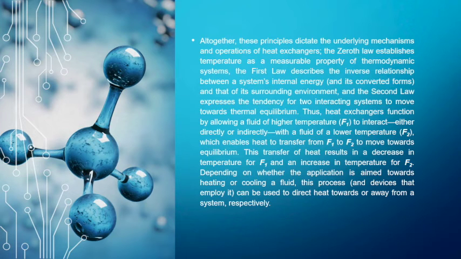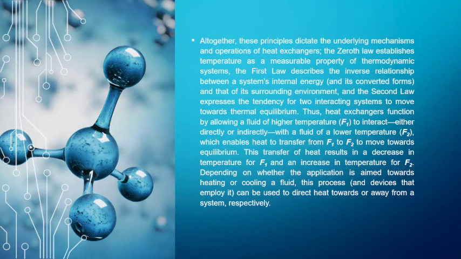Altogether, this principle dictates the underlying mechanism and operation of heat exchangers. The zeroth law establishes temperature as a measurable property of a thermodynamic system. The first law describes the inverse relationship between a system's internal energy and that of its surrounding environment, and the second law expresses the tendency for two interacting systems to move towards thermal equilibrium.